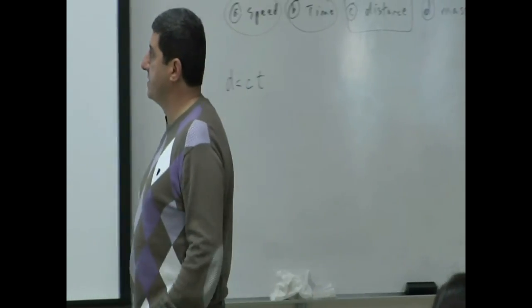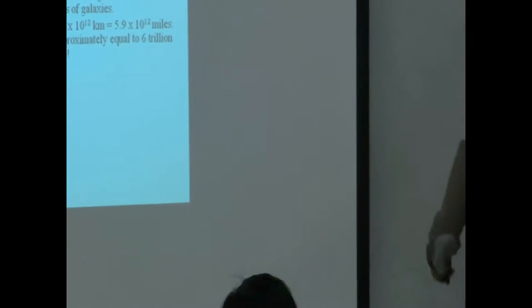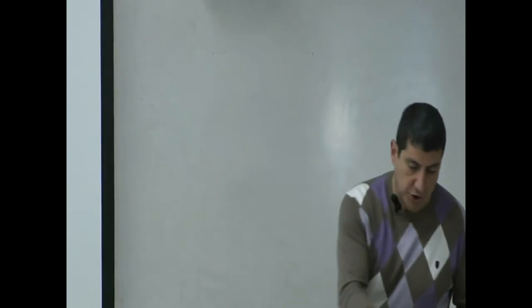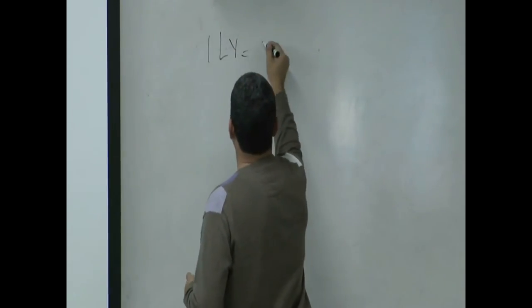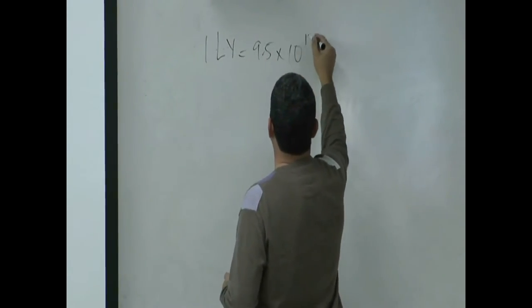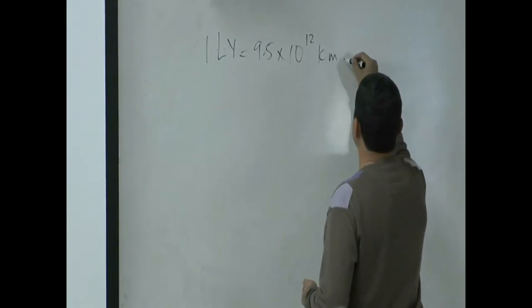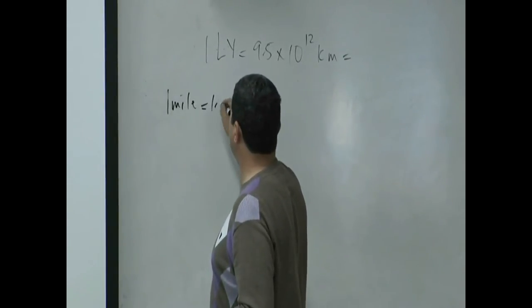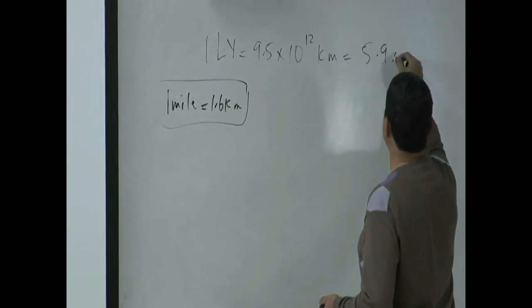Okay, how big is the light year? 9.5 times 10 to the 12th kilometers. That's how huge a distance. One light year, 9.5 times 10 to the 12th kilometers. And then 1 mile, remember, from Monday is 1.6 kilometers. So if you divide this by 1.6, you get this.